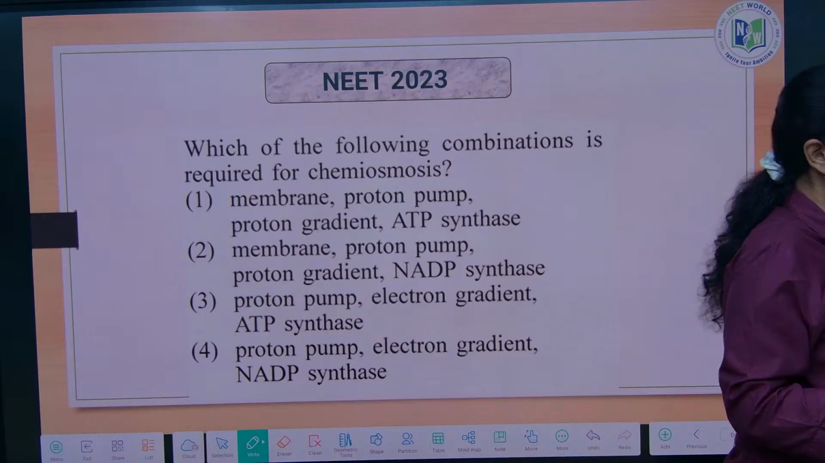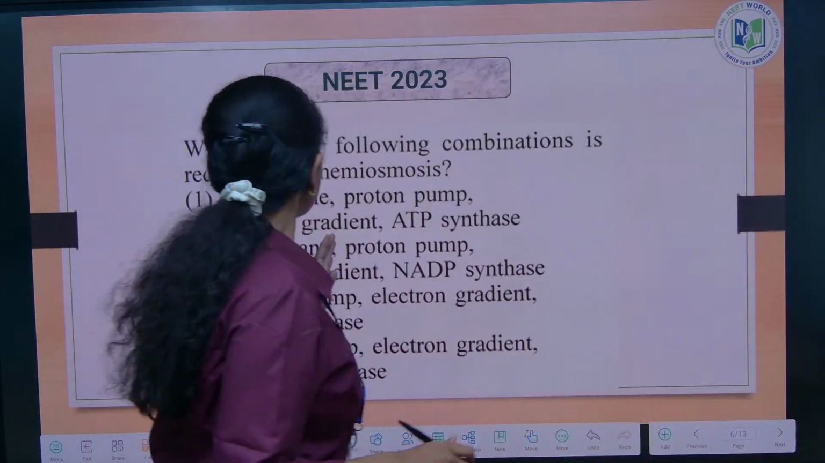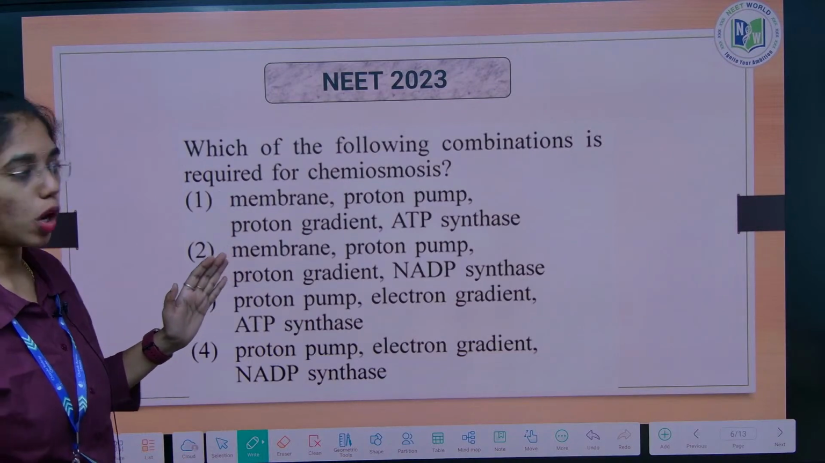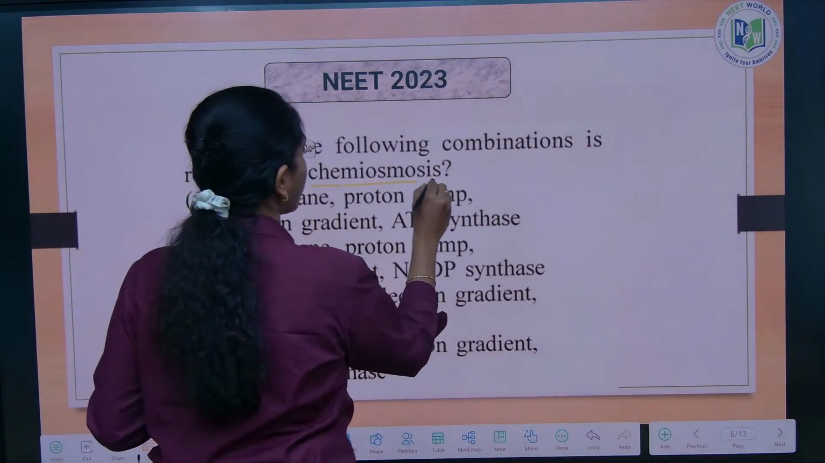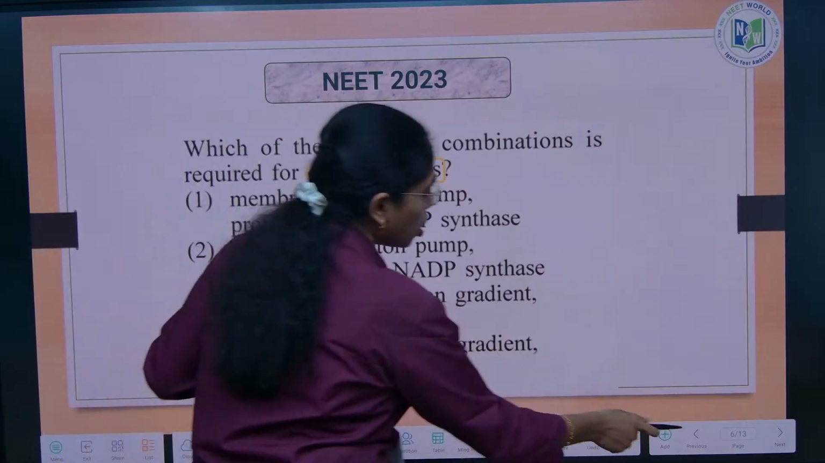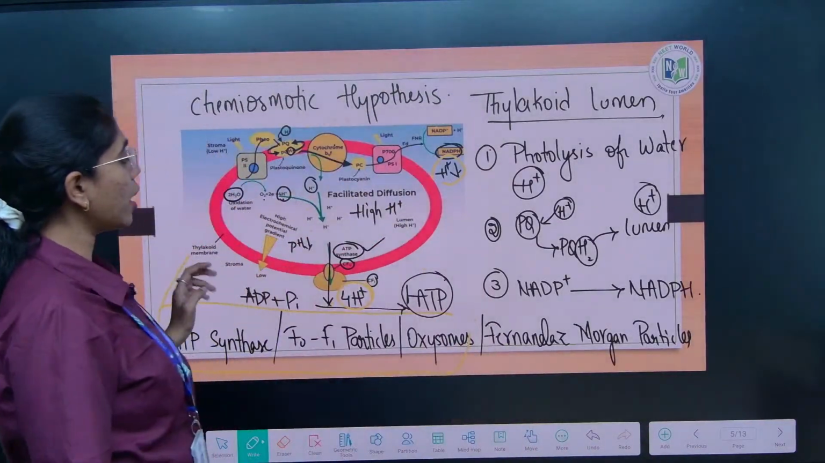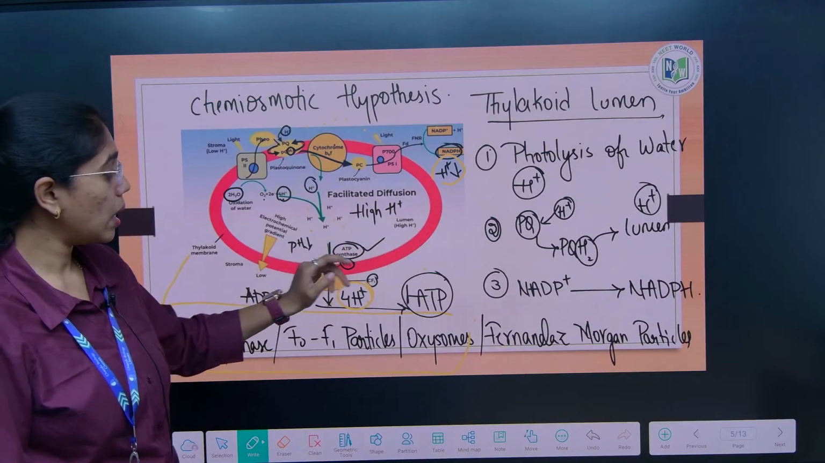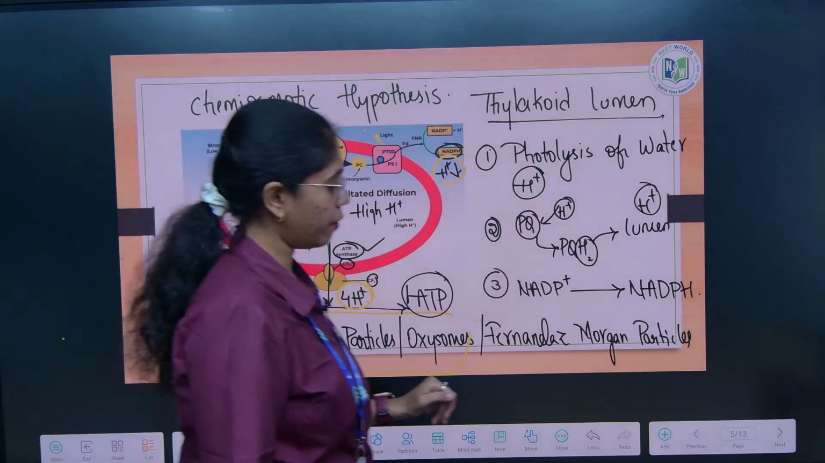Yeah, let's get into the question. Which of the following combinations is required for chemiosmosis? Okay, what are the requirements of chemiosmosis? Now you tell me, looking into the question carefully, we need a proton gradient, ATP synthase, a membrane and the F0 F1 complex.